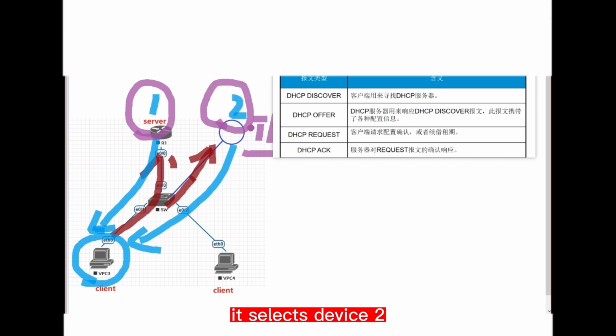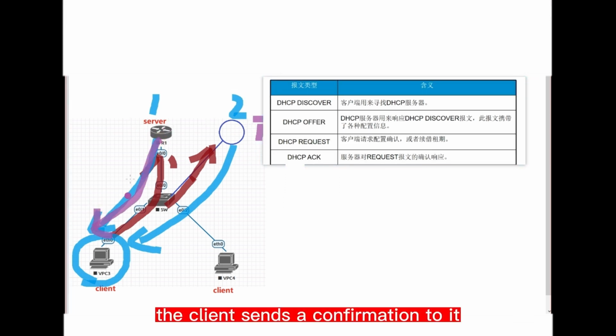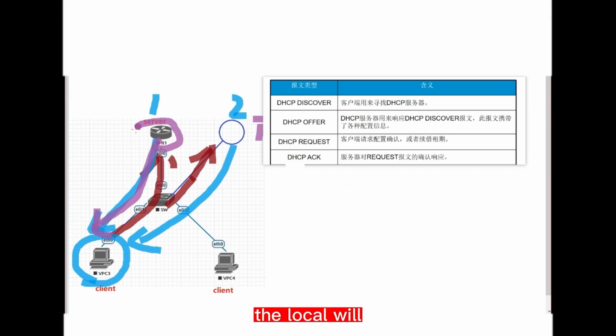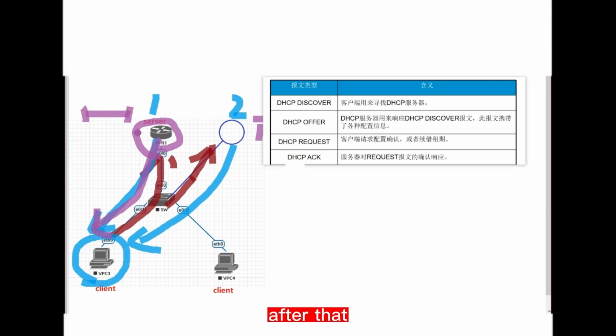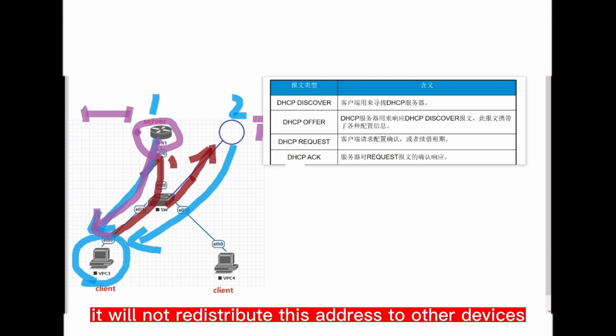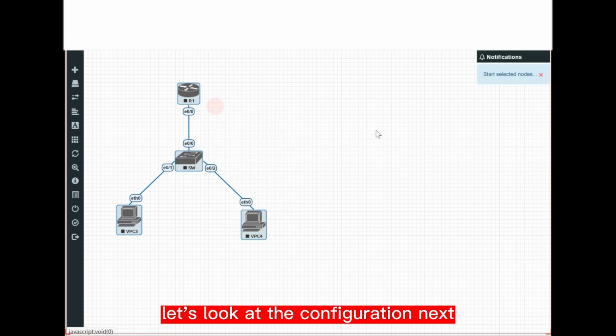Finally, the client sends a confirmation to it. Then this address is used for it. The local server will remember which MAC this address is used for. After that, it will not redistribute this address to other devices. Here are some conceptual parts. Let's look at the configuration next.